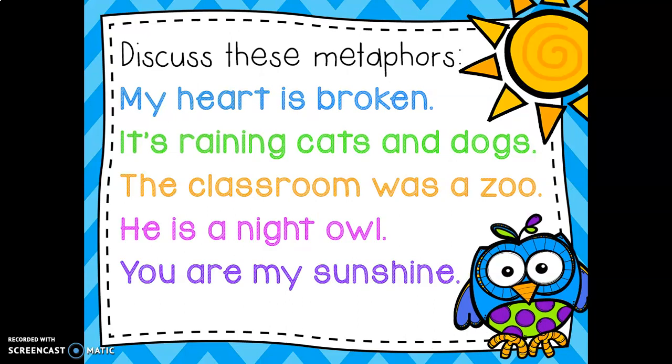So here's some metaphors you may have heard before. My heart is broken. It's raining cats and dogs. The classroom was a zoo. He is a night owl. You are my sunshine. What do you think those metaphors mean? When someone says, my heart is broken, what does that mean? Someone says, well, he's a night owl. What do they mean by that statement? So, what do you think these metaphors mean?